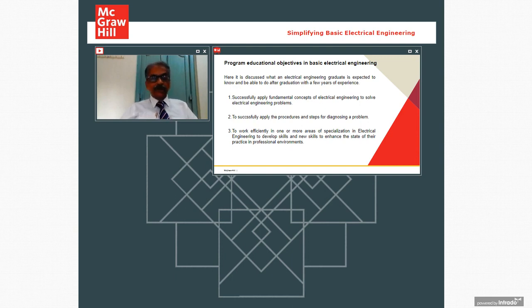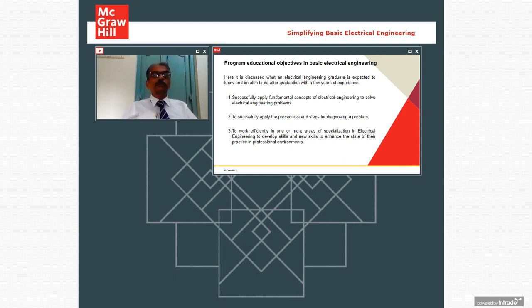It is very important to successfully apply the procedures and steps for diagnosing a problem. A few months back, I faced such a problem, and I told my graduate students to tackle it, and some of them, with their innovative ideas, could solve or address the problem. One slip ring motor started as soon as the voltage was given, but the rotor was open. So how did it start? That was the problem. It was a railway motor, a big motor, around 400 horsepower. So that problem could be solved.